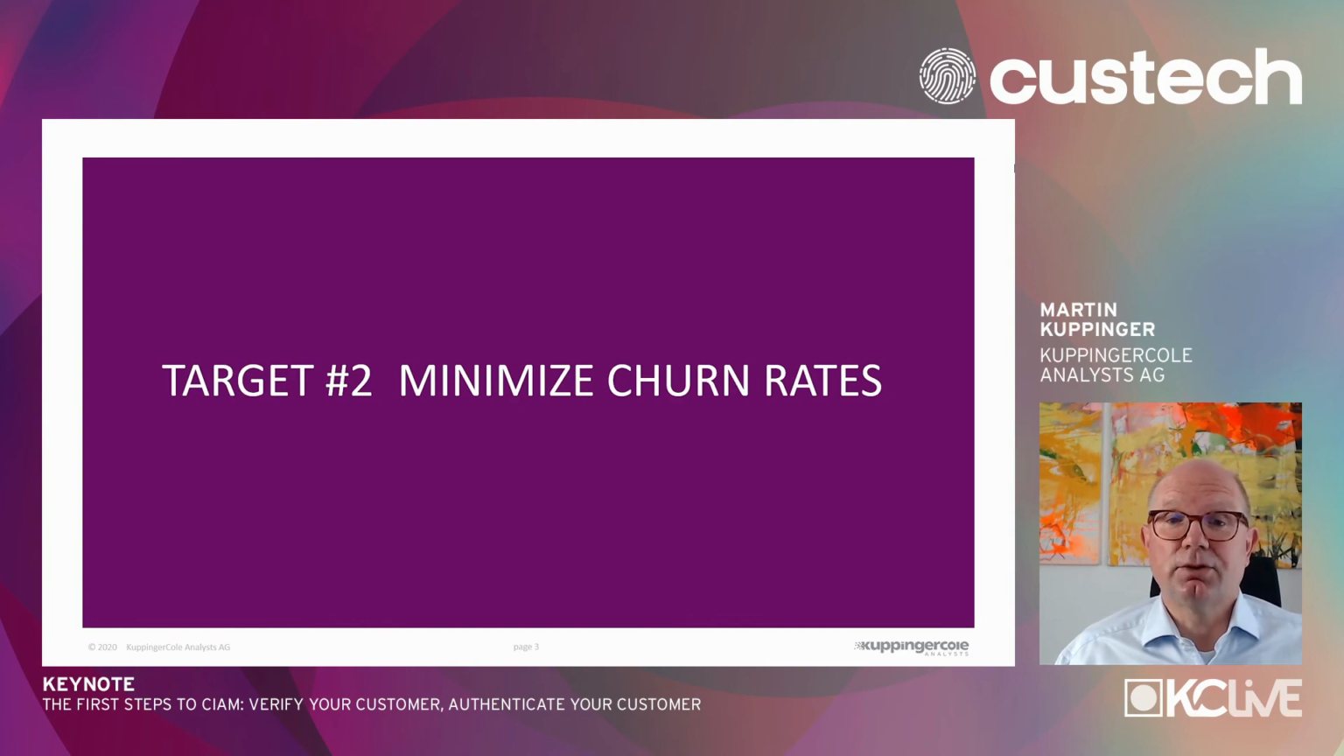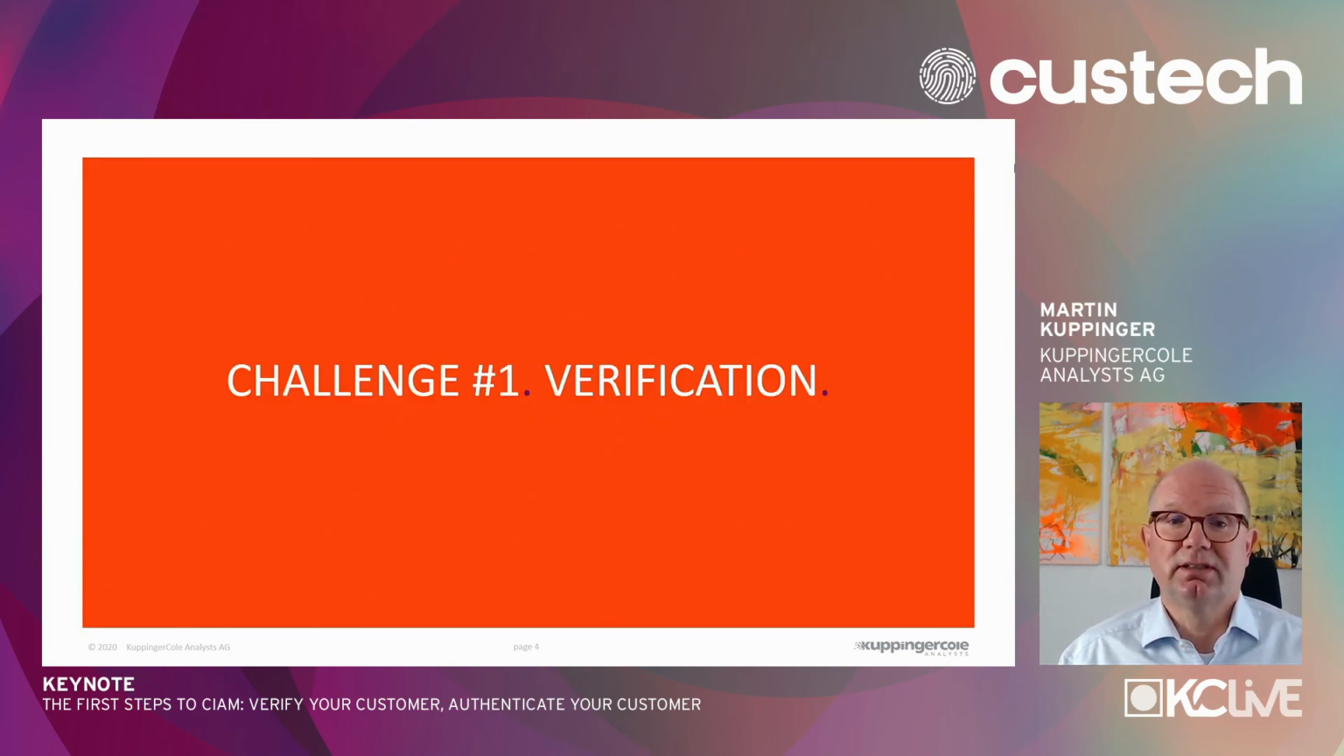And there are certain challenges behind that. The first challenge is the verification. So is that Martin who wants to order something, or who wants to sign a contract with a telco, or do something in the banking business or whatever? So it's the verification part. Is that the person he claims to be? So Martin or not Martin?